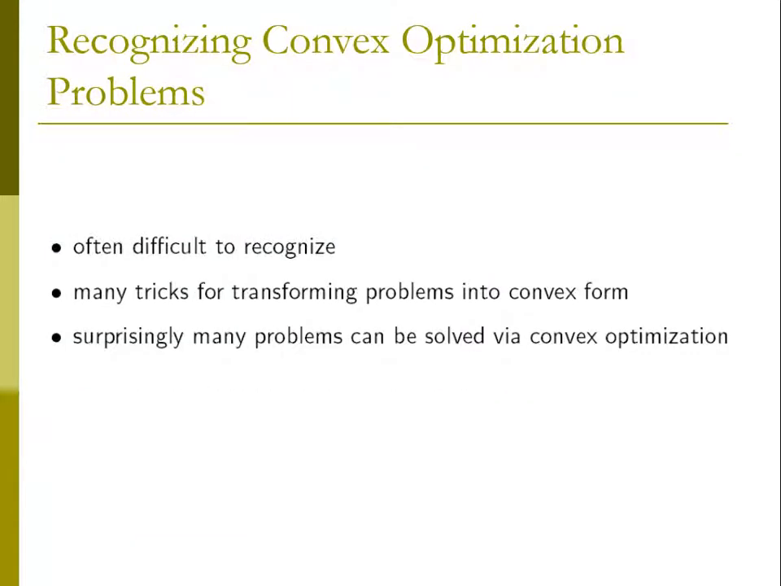In most cases, if we can formulate a problem as a convex optimization, we can solve it efficiently. However, recognizing convex functions can be difficult. And furthermore, there are many more tricks for transforming convex problems than for transforming linear programs. You will find that many problems can be solved via convex optimization if you learn how to recognize or formulate convex optimization problems.